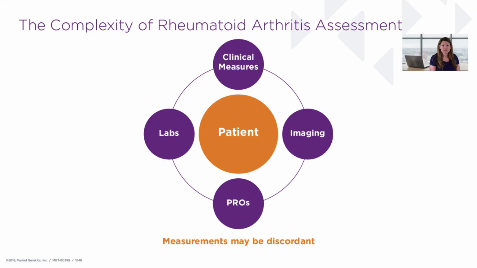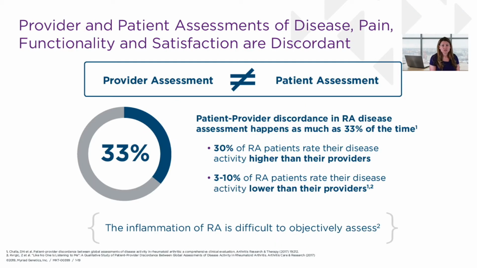Adequately controlling RA disease may require a multi-assessment approach, but even assessments can be complex. Different measures view RA from different perspectives and may not always agree. This may lead to a discordance between assessments. It's important as practitioners that we not discredit discordance when it arises, but utilize the appropriate tools to clarify any uncertainty around discordance. We know that provider and patient discordance in disease assessment happens 33% of the time, which isn't surprising when you consider that RA inflammation is difficult to objectively assess. So what do you do when the patient's assessment doesn't match yours?